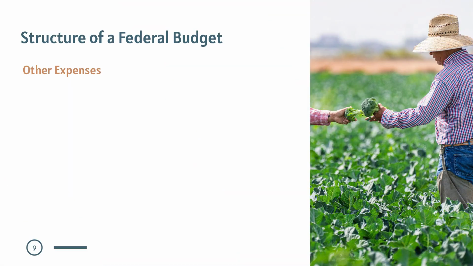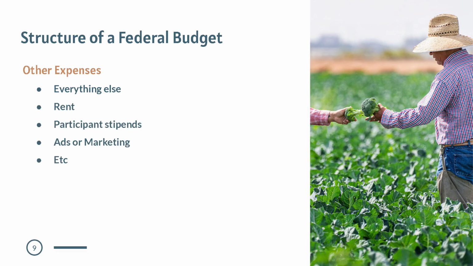The final category is other expenses. This category is the catch-all for items that don't fit cleanly into the others. Let's say you are renting space or providing a stipend to participants in a training program. These expenses are usually considered other expenses.